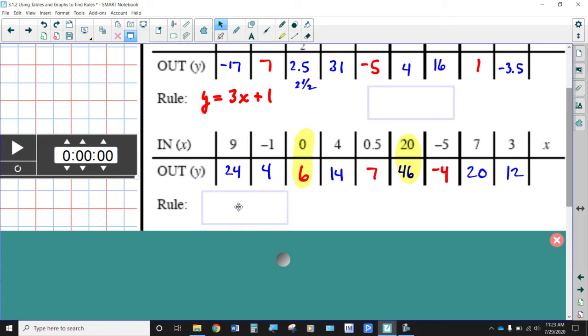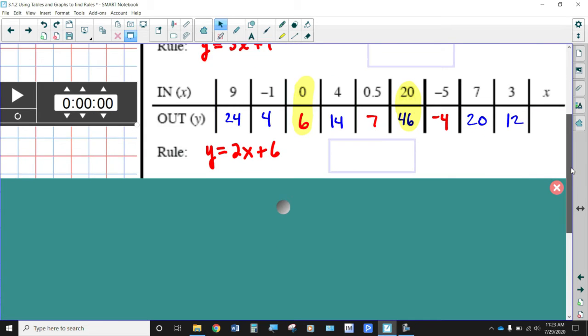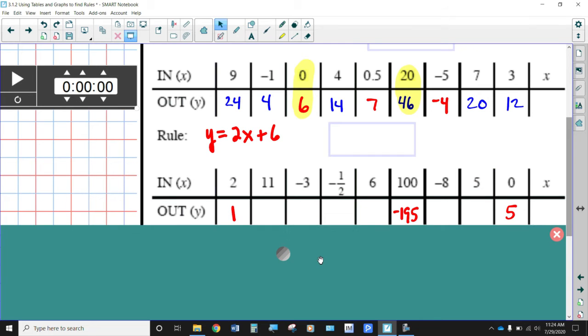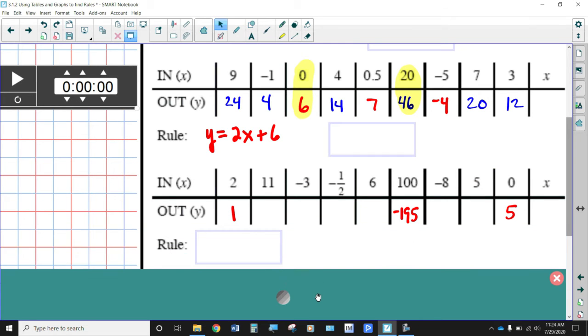Here's the reveal. Did you get y is equal to 2x plus 6? That is the rule. All right. So did you get that one a little bit quicker than the previous one? Let's just do one more because we do need to move on to our lesson.